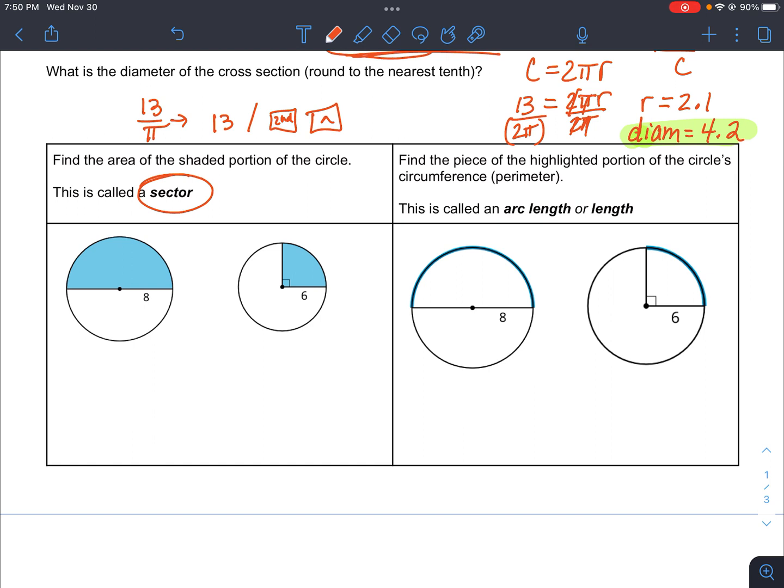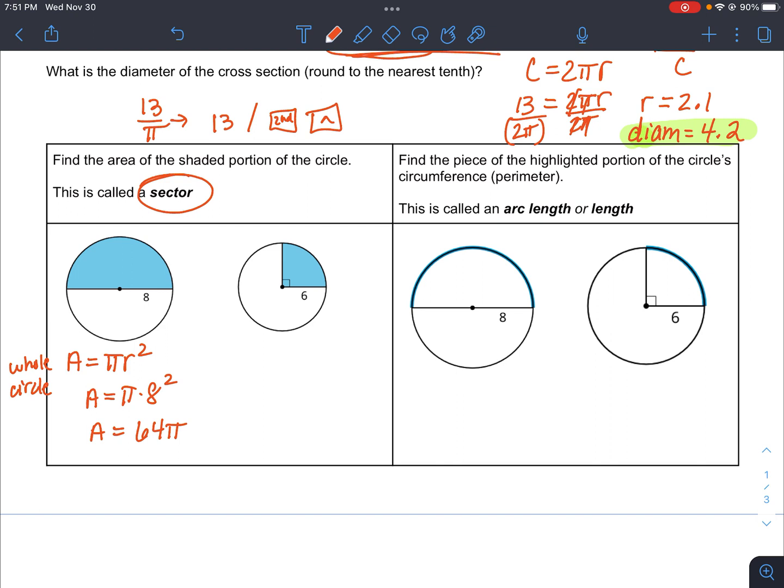So I'm going to start first with the area formula. So the area for a whole circle is pi r squared. Now, if I figure out the whole circle, this is a whole circle, equals pi times 8 squared. So the whole circle would have an area of 64 pi.